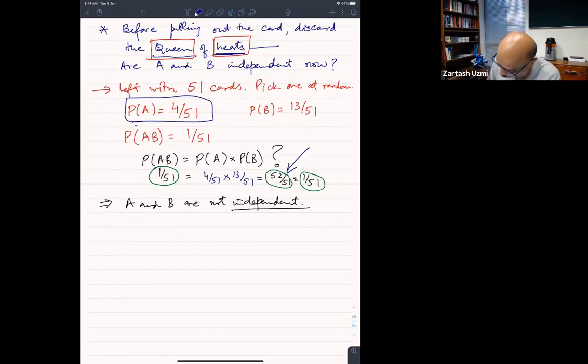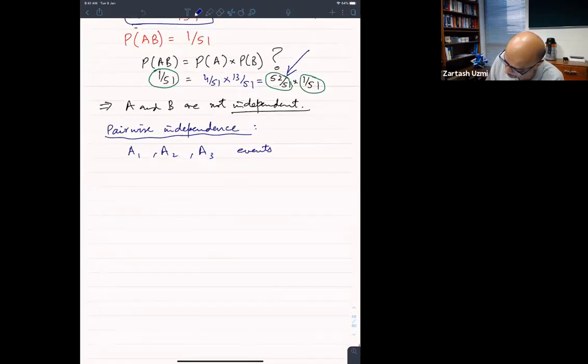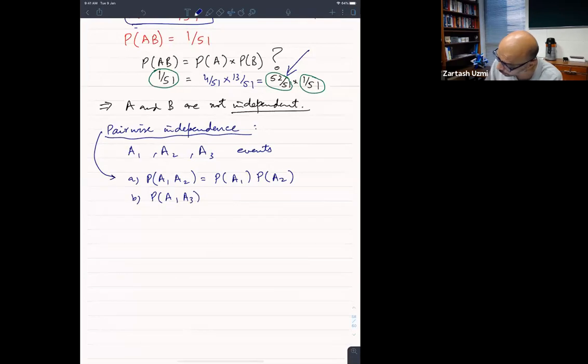Okay, now I'm going to talk about what we call pairwise independence. Let's consider 3 events: A1, A2, and A3. Pairwise independence tells us that A1 and A2 are independent, which means the probability of A1 and A2 together is probability of A1 times probability of A2. Similarly for A1 and A3, all possible pairs.